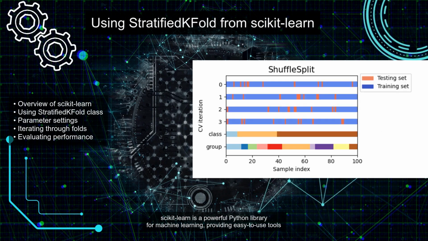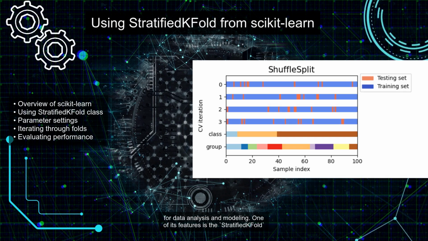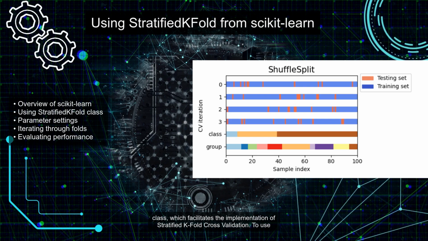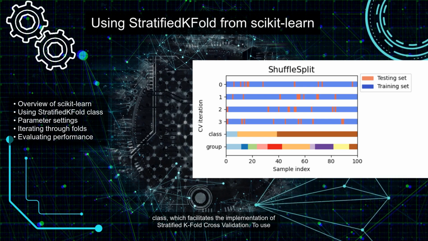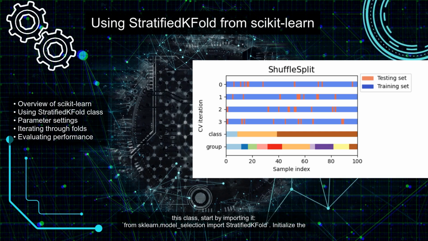Scikit-learn is a powerful Python library for machine learning, providing easy-to-use tools for data analysis and modeling. One of its features is the StratifiedKFold class, which facilitates the implementation of Stratified K-Fold Cross Validation. To use this class, start by importing it. From sklearn.model_selection import StratifiedKFold.